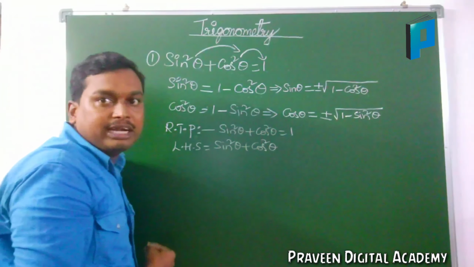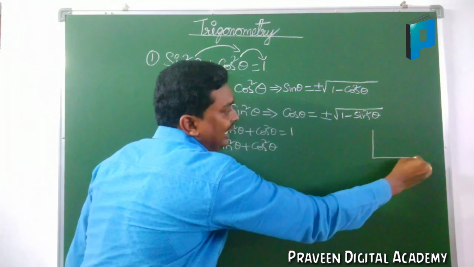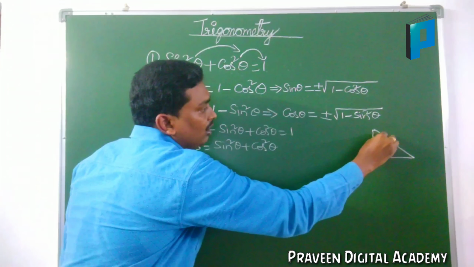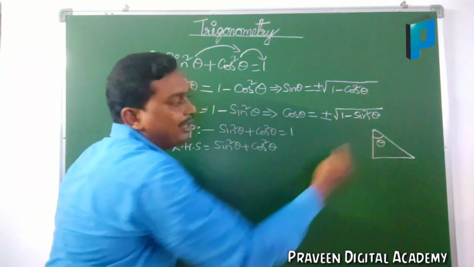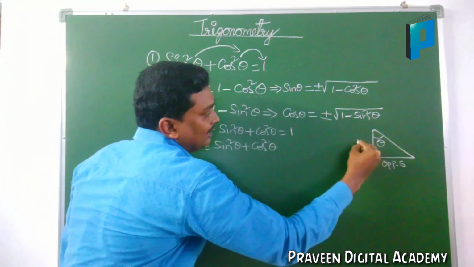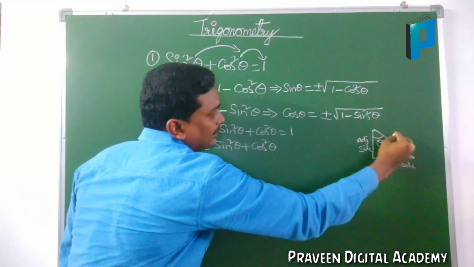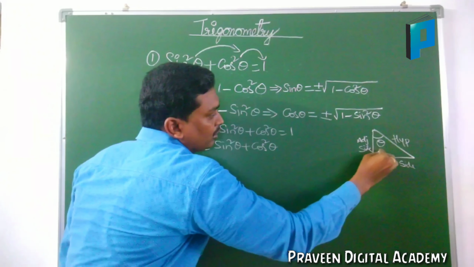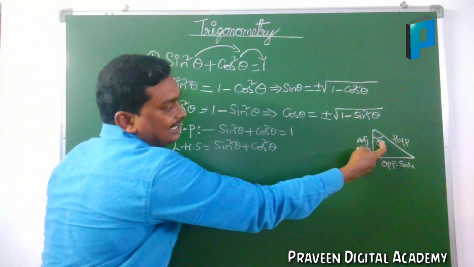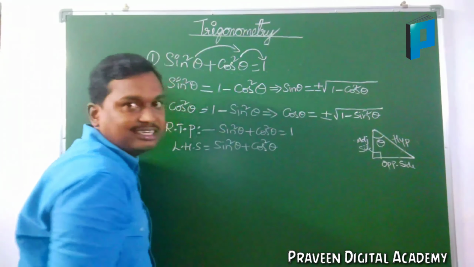Now, we know that trigonometric ratios exist only for right triangles. Take a right triangle like this, where one angle is theta. This side is the opposite side, and this is the adjacent side. This is the hypotenuse, because the side opposite the 90 degrees is called the hypotenuse. If theta is here, this is opposite and this is adjacent.